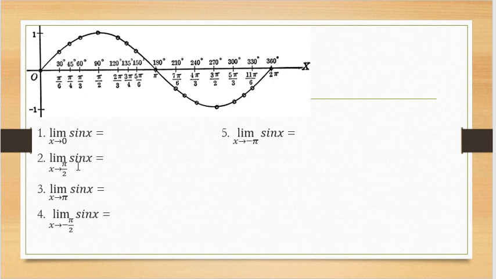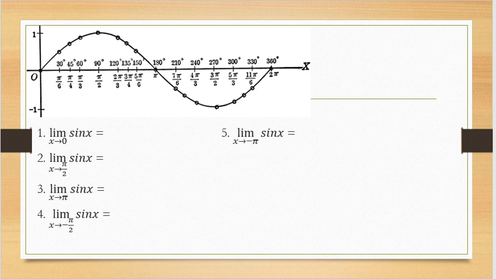Number 2, limit of sine x as x goes to pi over 2. Ang pi over 2 natin is 1. It means this is 1. Limit of sine x as x goes to pi. Ang pi natin is 180. And that is 0. So therefore, that is 0. Limit of sine x as x goes to negative pi over 2. So kung negative pi over 2, we have negative 1. Kasi po, bababa po yan siya doon. And then, limit of sine x as x goes to negative pi. Pag negative pi po siya, that is still 0.